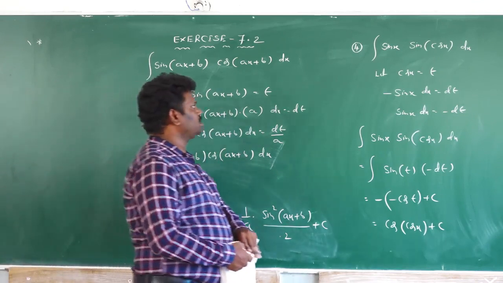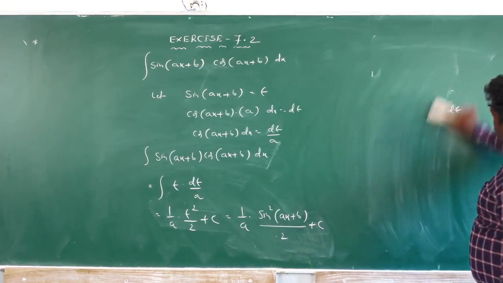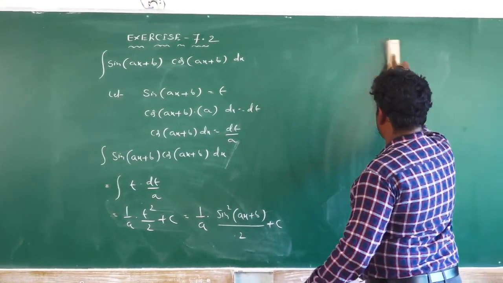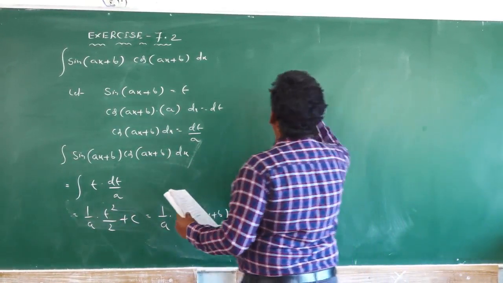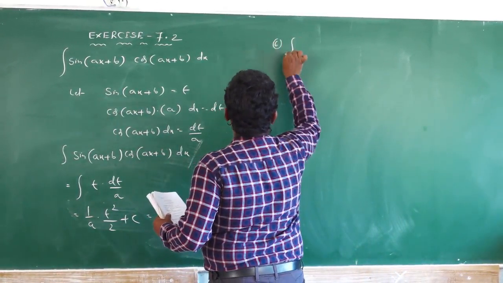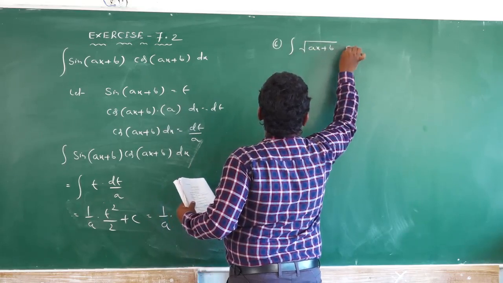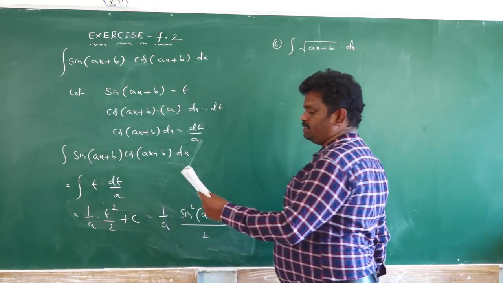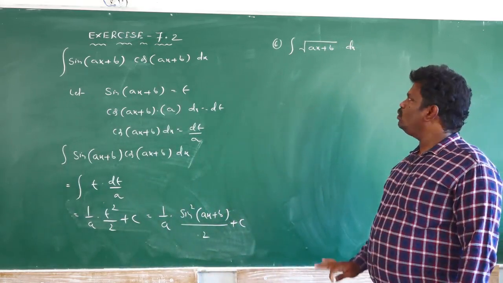Right. Next, the sixth question: integral of square root of ax plus b dx. Here only one function is given.